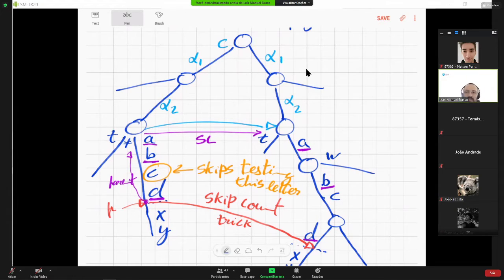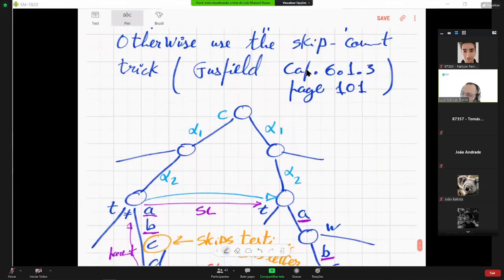I hope this helps. So that's why we can do skip count. That's why you can skip the C. It might not be immediately clear why we could skip the C.